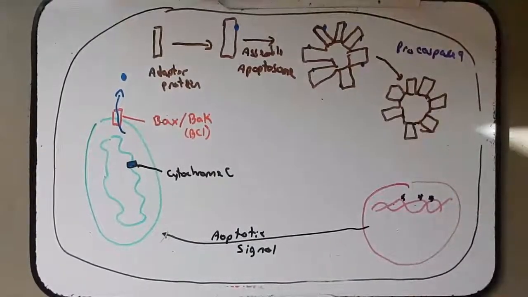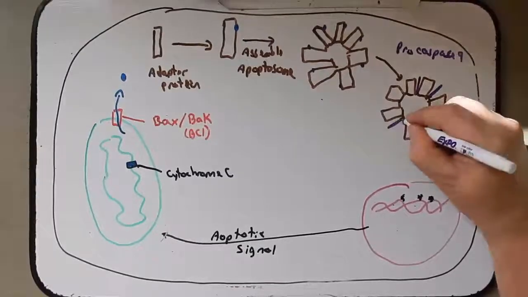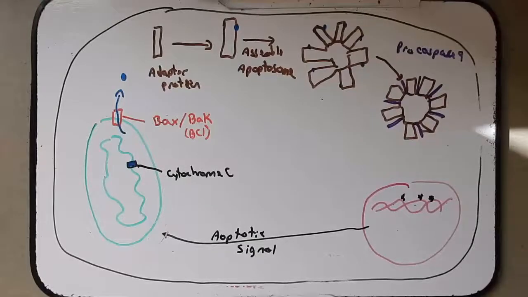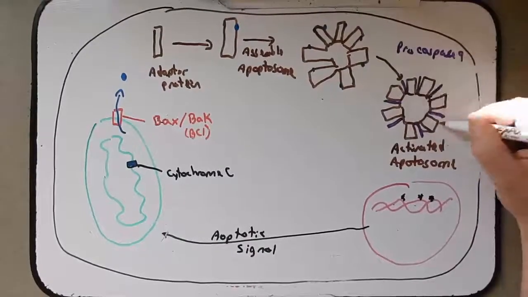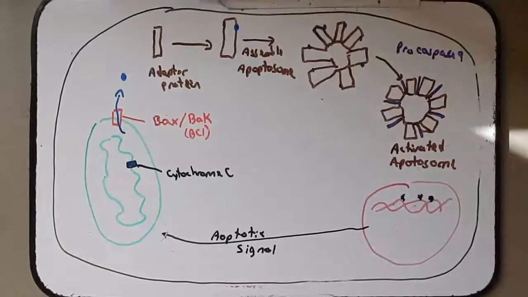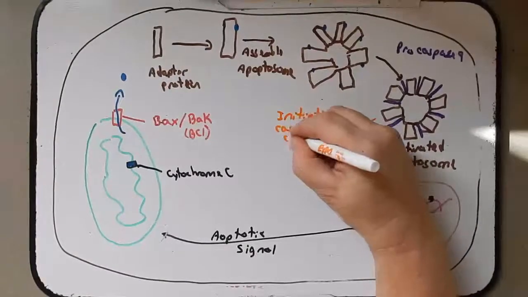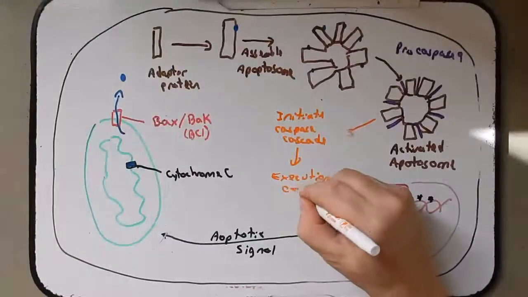And it will bind in between each of these adapters. So there will be 7 of them as well. And now it is an activated apoptosome, as well as it contains activated caspase 9s. This now will go on to initiate caspase cascade by activating the executioner caspases.